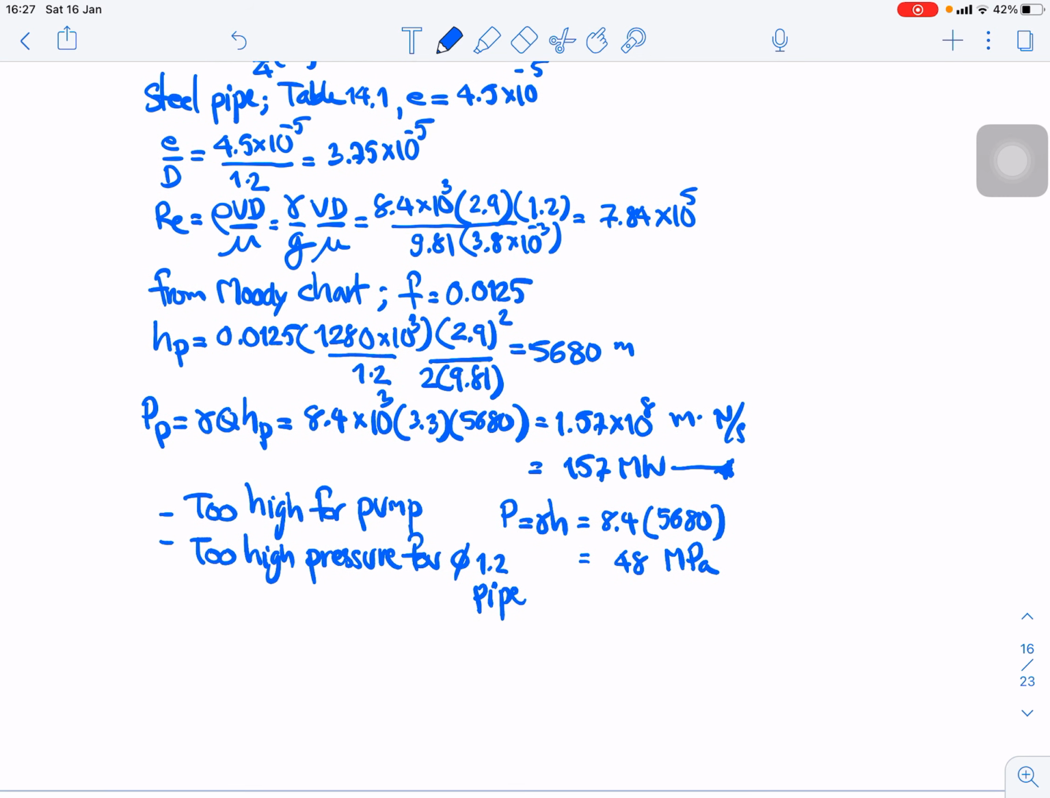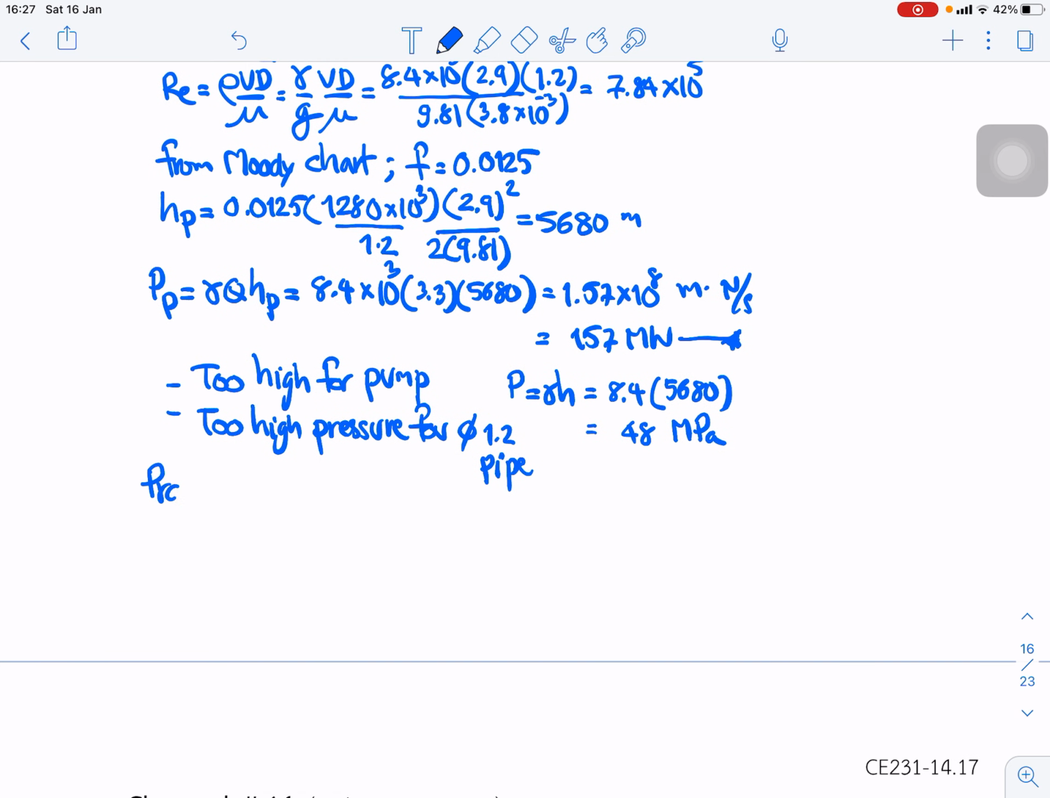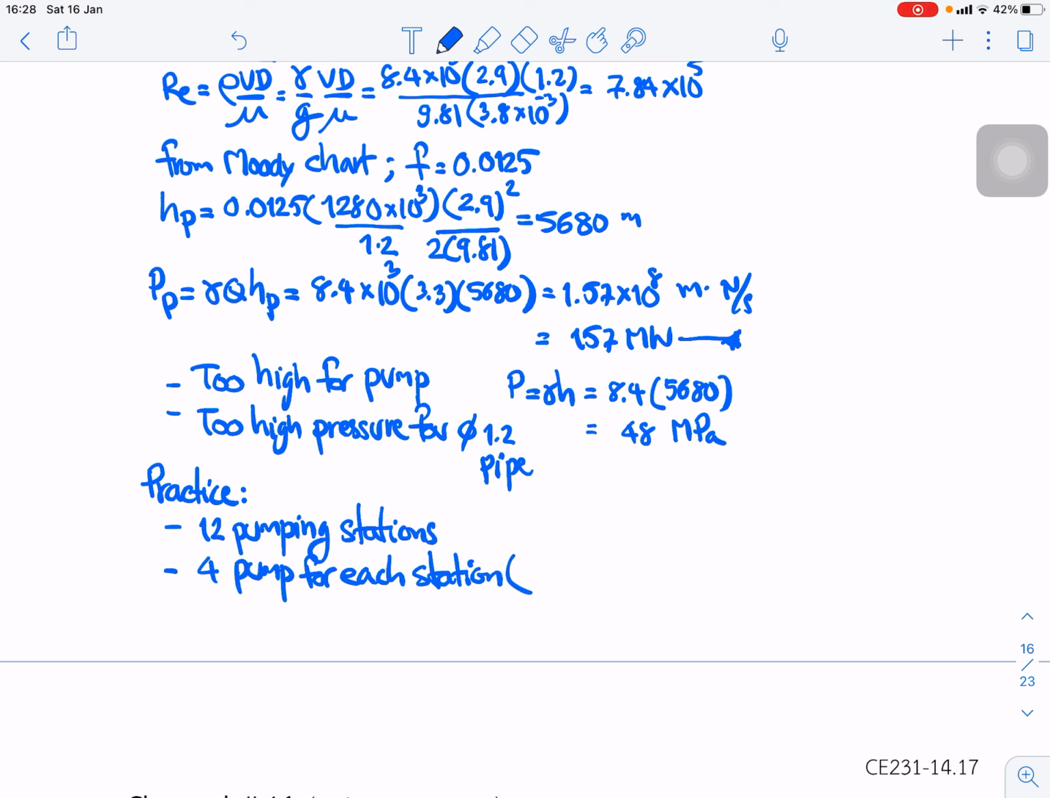So in practice, what we learn from practical experience is that instead of one pump station, they use 12 pump stations, and they use 4 pumps at each station. Working pumps are just 3 and one is for reserve.